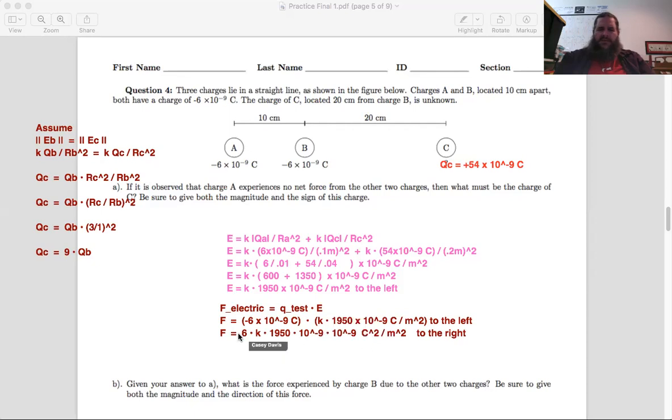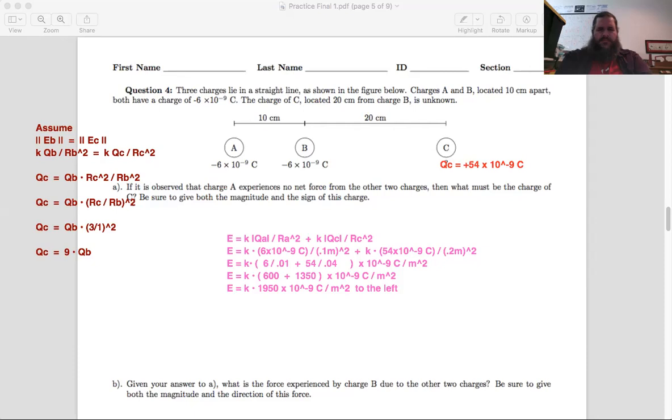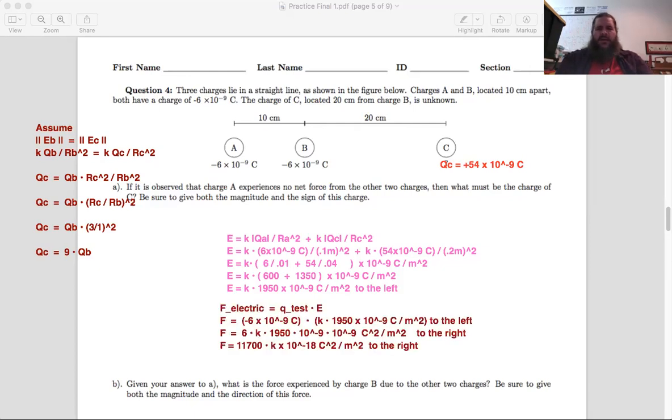And we could probably simplify this a bit. 6 times 1,950 would be 11,700 times K. And what's 10 to the -9 times 10 to the -9? What do you do with those exponents? Is it 10 to the -18? Yeah, we can just add the exponents because we're multiplying, and we still have coulomb squared per meter squared to the right.